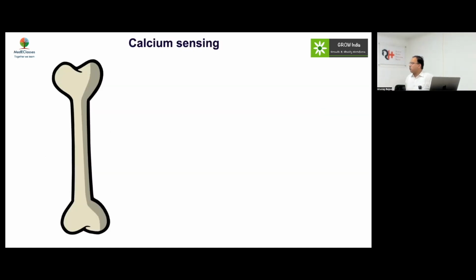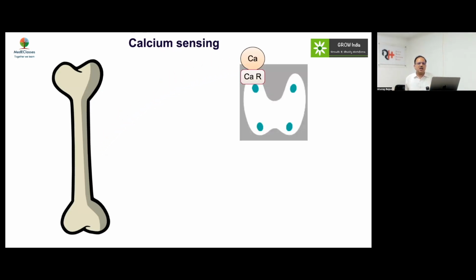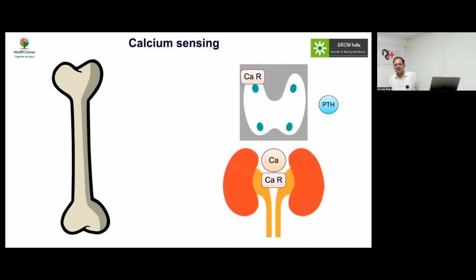Now, one important factor which plays a role in the overall process is calcium sensing. As I said, there is a calcium sensing receptor in the body, which tells that your calcium levels are high. If your calcium levels are high, it will suppress the PTH. It will then go to the kidney and say, okay, the calcium is high, you excrete the calcium, so urinary calcium will become more.